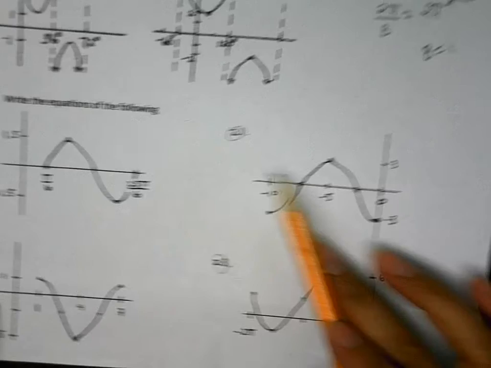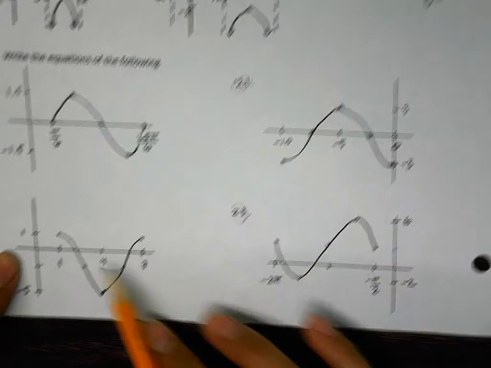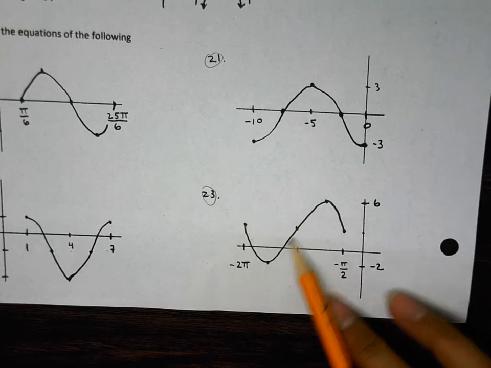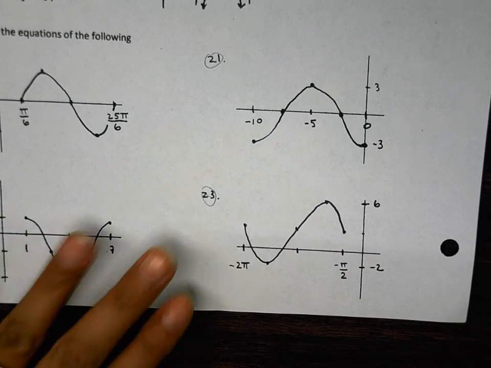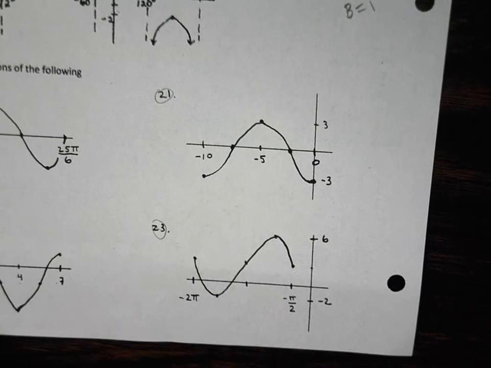Sine. This would be cosine. Cosine and sine. All right. So let's work with this one. Positive sine, I'm sorry, positive cosine or negative cosine?